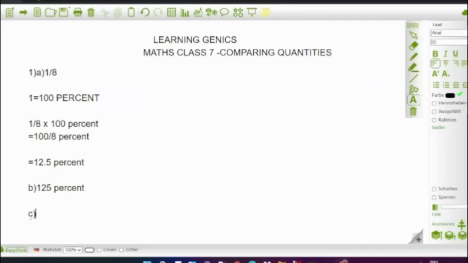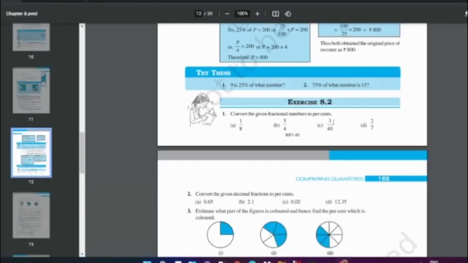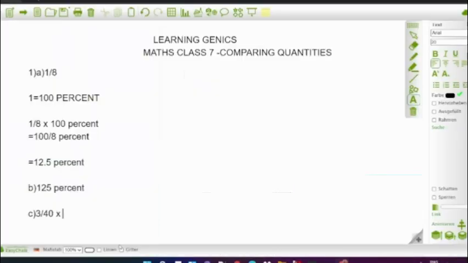For C, let's have the question. 3 upon 40. Right. So 3 upon 40. Again, the same way, 300 upon 40, 30 upon 4. I'm going to show you how to do this one, because the same mantra we are going to follow, but in a different manner. We'll have to simplify. I'll show you how.